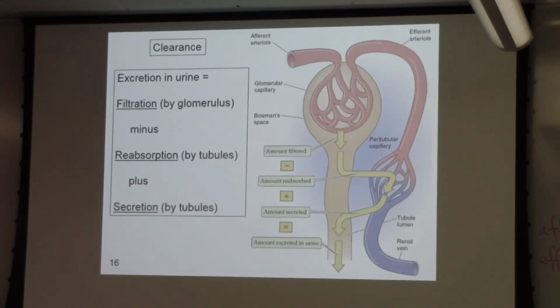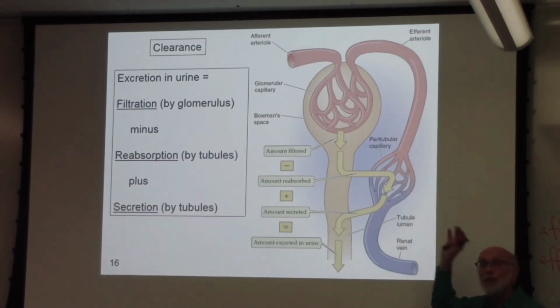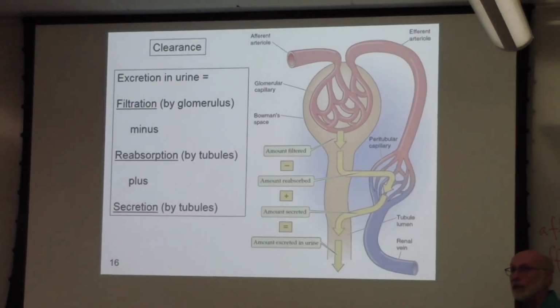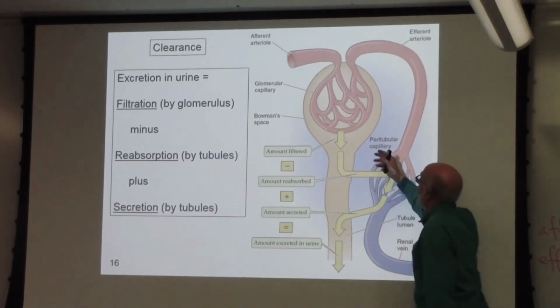So let's think about excretion now. We've talked about filtration, now we're jumping all the way to the other end, excretion. There's a lot of stuff in between that we'll talk about next week. So how do we excrete something? Well, first we have to filter it. And if we reabsorb it, that's less excreted. And if we secrete it by the tubules, by the peritubular capillaries or the vasa recta capillaries, that would increase excretion.